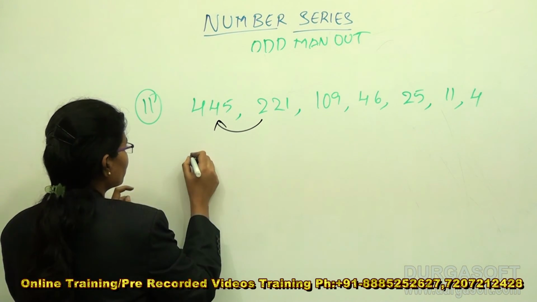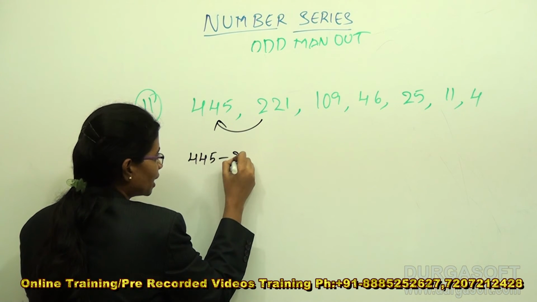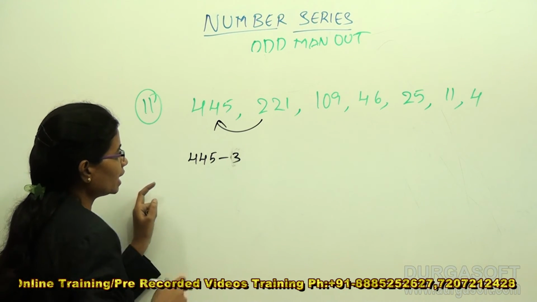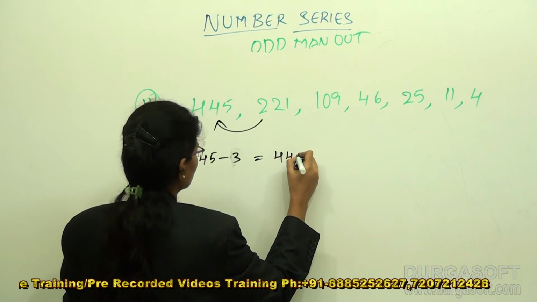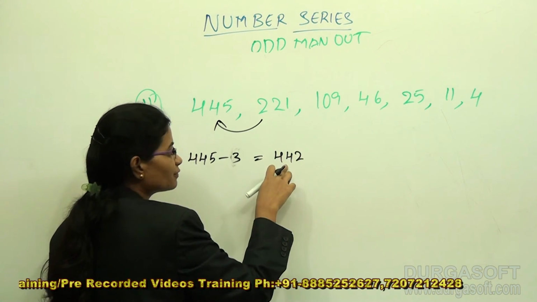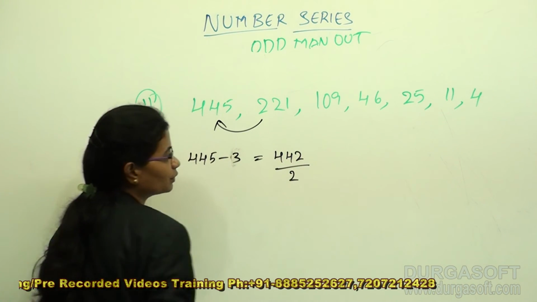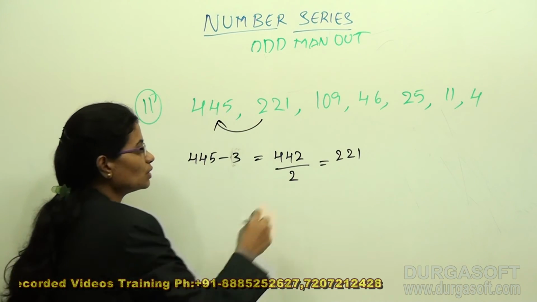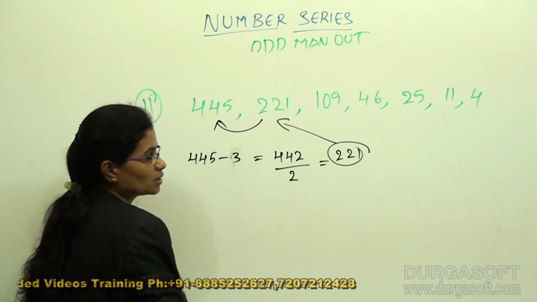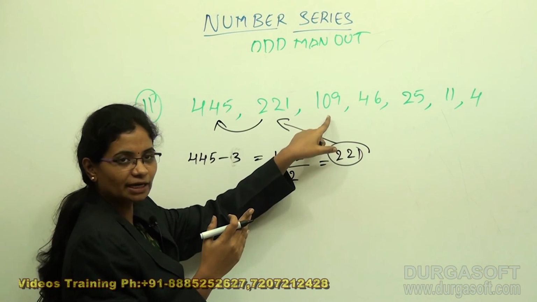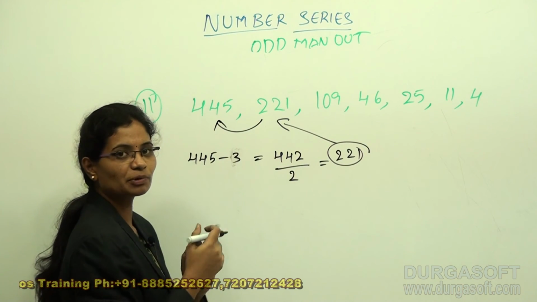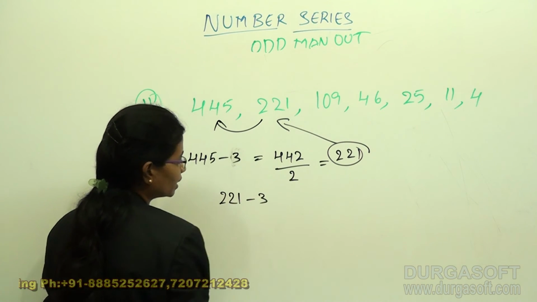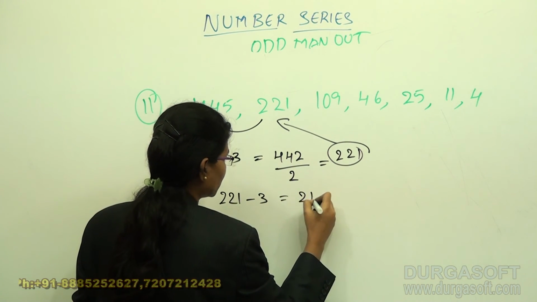If you take this 445, just subtract 3, right? If you subtract 3, I am getting 442. With this 442, if you make it into 2 parts, then one part will be 221. So this is how I got this 221. So let's see for this 221 also. If I get 109 with this process, then my process will be the same. So from this 221 you have to subtract 3. It is giving me 218.